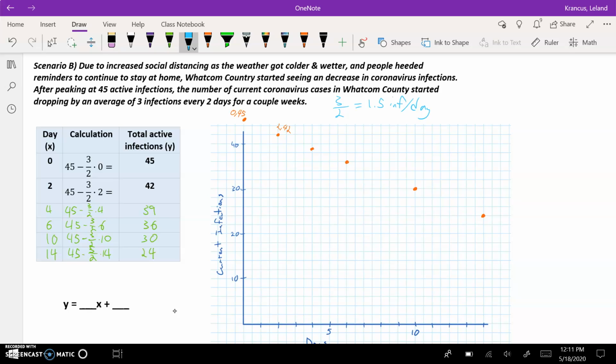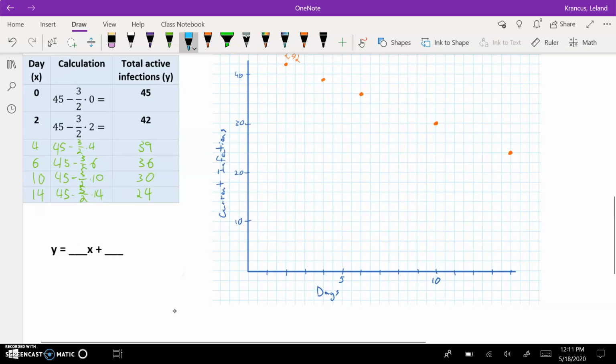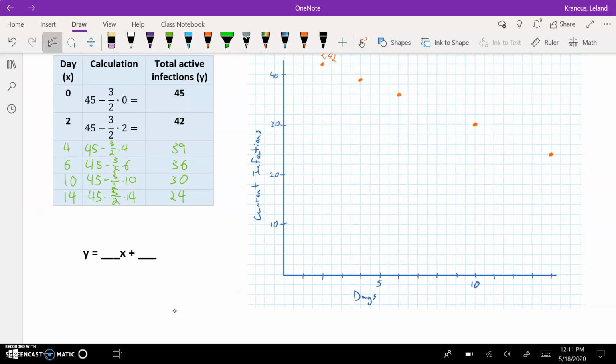So one day maybe it goes down by 4, and another day maybe the infections that are going on go down by 2. Average those out, you get 1.5 infections going down per day. So I chose a few numbers. I just kept going up by 2 days, the first few increments. So I went from 0 to 2 to 4 to 6, because every time 2 days pass, 3 fewer infections are active, and so I just removed 3 each time. And then I chose a few more numbers, so I went out a little bit farther.